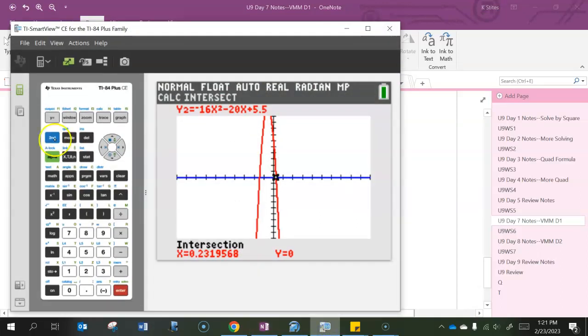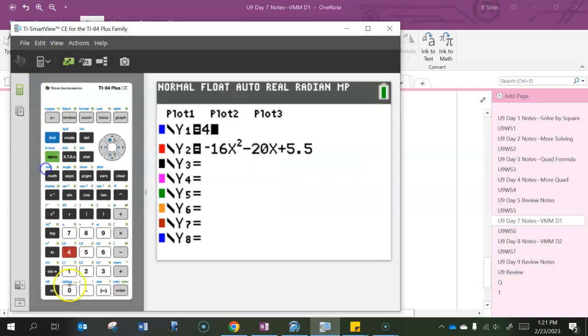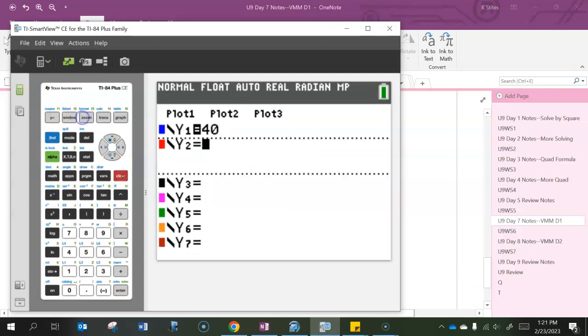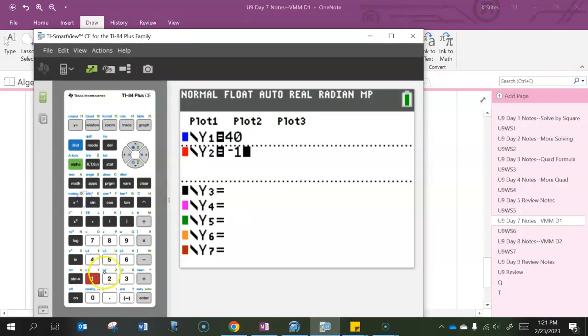All right, so an equation's been given to us. Let's go ahead and graph it. Now, something to keep in mind here, Chris is all the way up at 40. So we are going to have to be careful and make sure that we change our window so that we can see this whole situation.